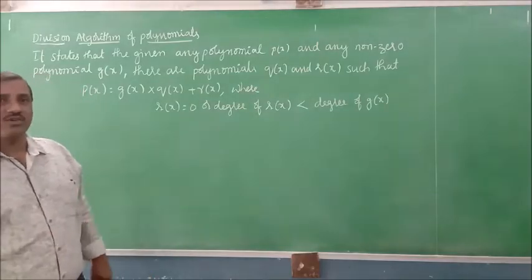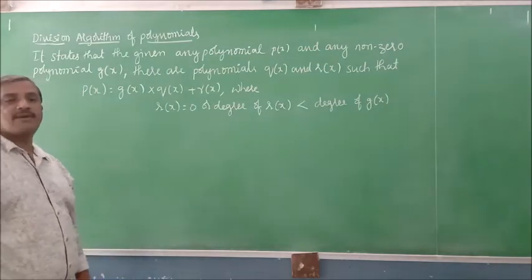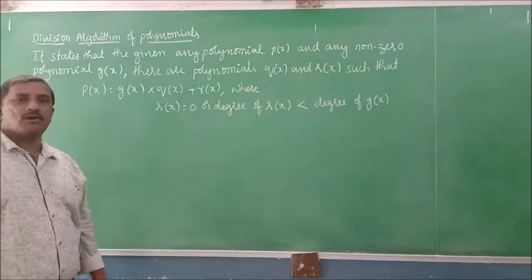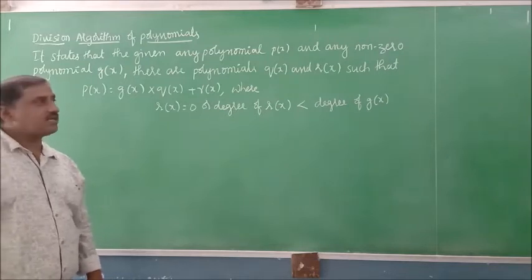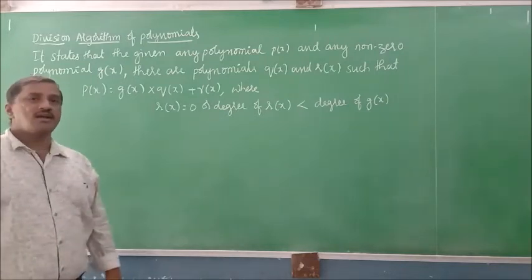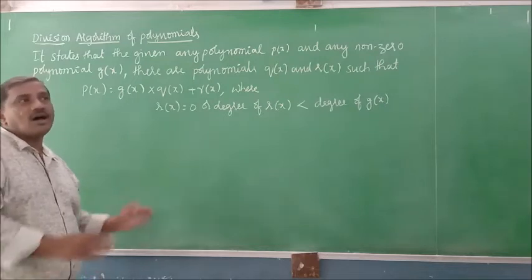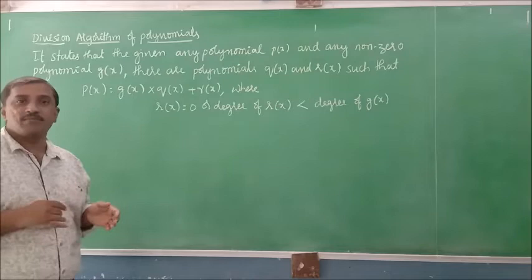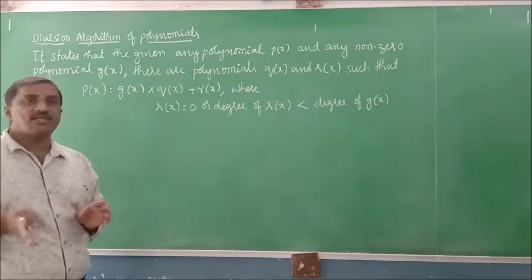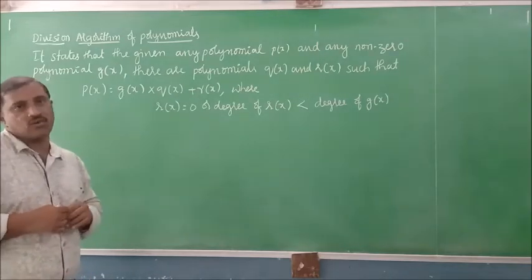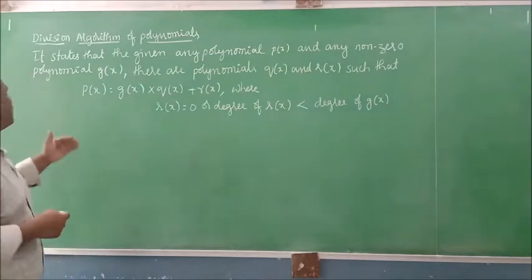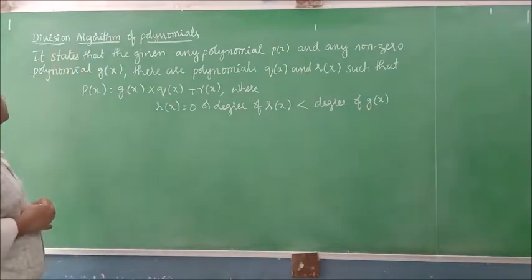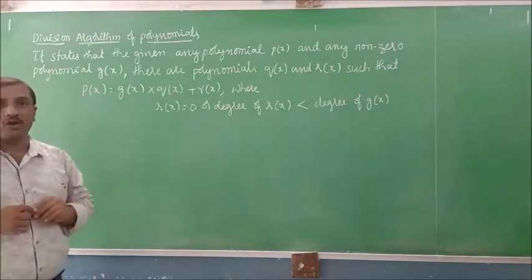And in the last class we have discussed the relationship between zeros of a quadratic polynomial and cubic polynomial with the coefficients of cubic polynomial and quadratic polynomial, and how to find out the quadratic polynomial when the sum and product of the zeros of a quadratic polynomial are known. So now in this class we are going to discuss the division algorithm of polynomials.